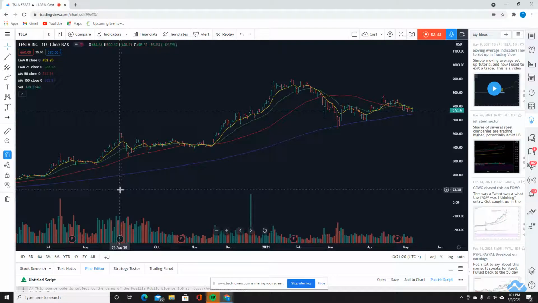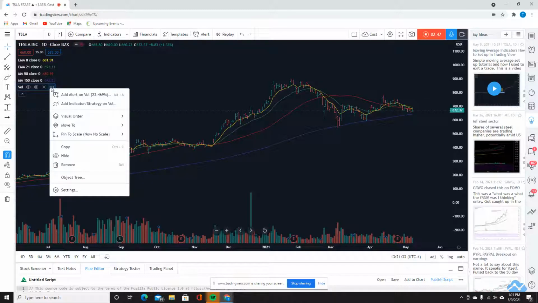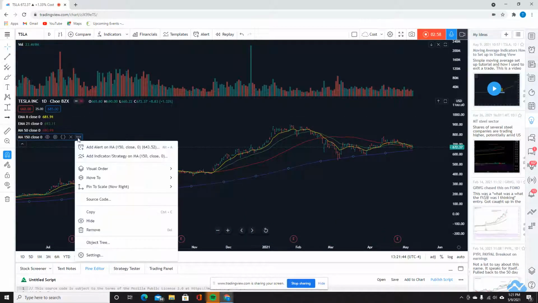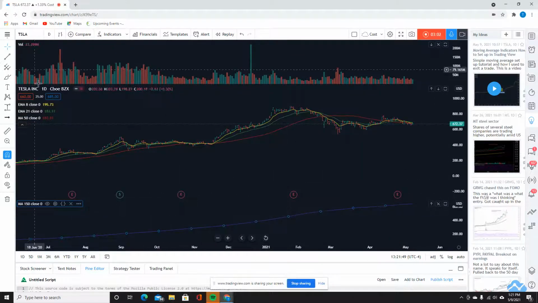Now, I like to separate my volume from my chart. And so you can go to the three dots on your volume, and you can change the visual, or you can move it to a new pane either above, or you can click on the three dots and move it to a new pane below. And sometimes you have to do that twice.